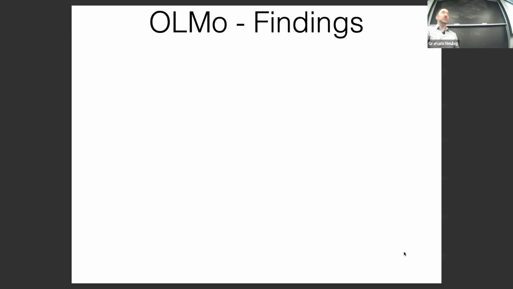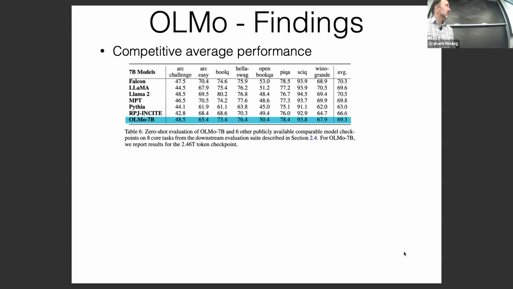So, some findings from OLMo that I found interesting. Number one, it has competitive average performance. As I mentioned, I think this is the first fully open and documented language model in the 7 billion range that is competitive with all the other, less open models in this range.